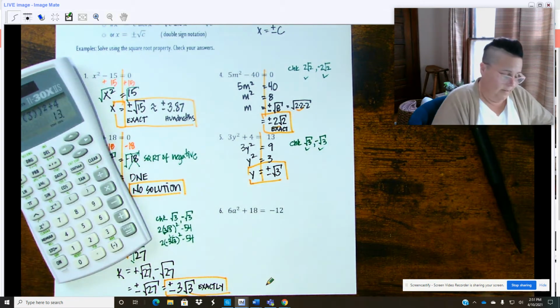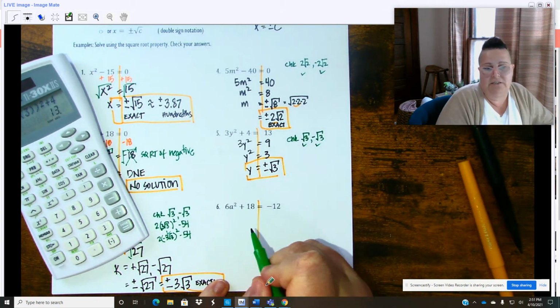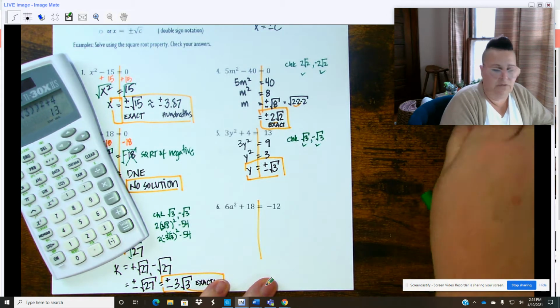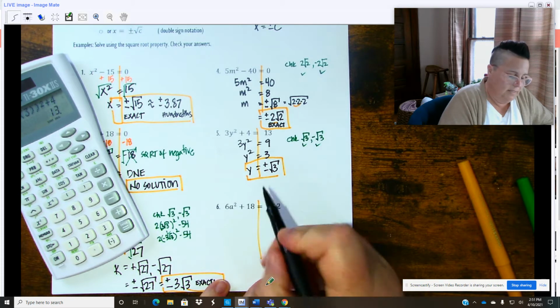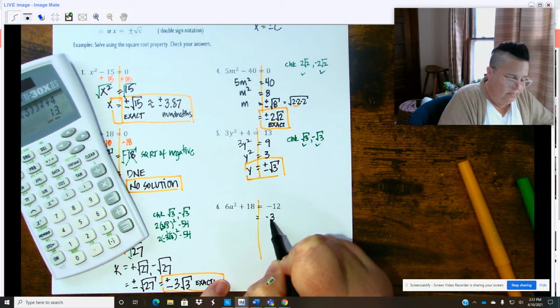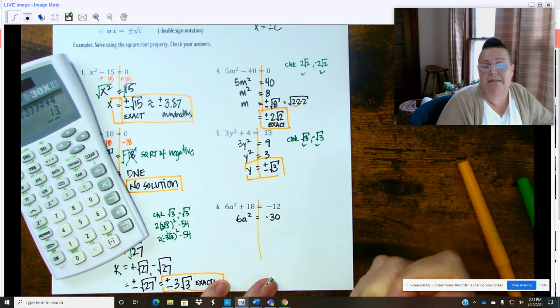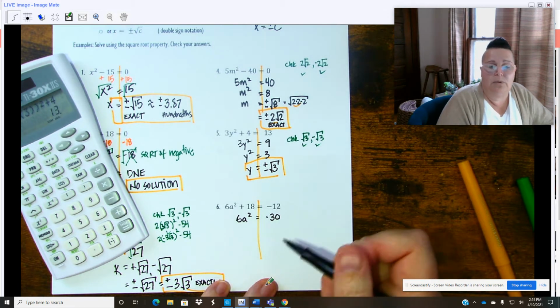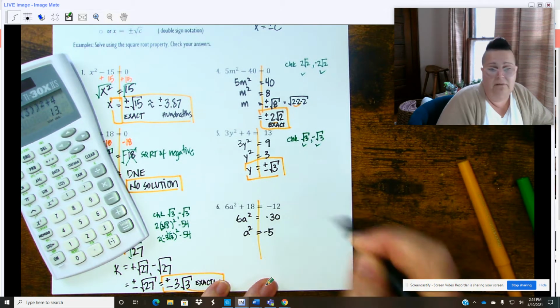Okay, what about number 6? Left side, right side. I've got a 6a squared plus 18 is equal to a negative 12. So I'm going to subtract the 18 from both sides. Negative 12 minus 18 more is a negative 30. So I have a 6a squared is equal to a negative 30. Dividing both sides by 6, we have a squared is a negative 5.